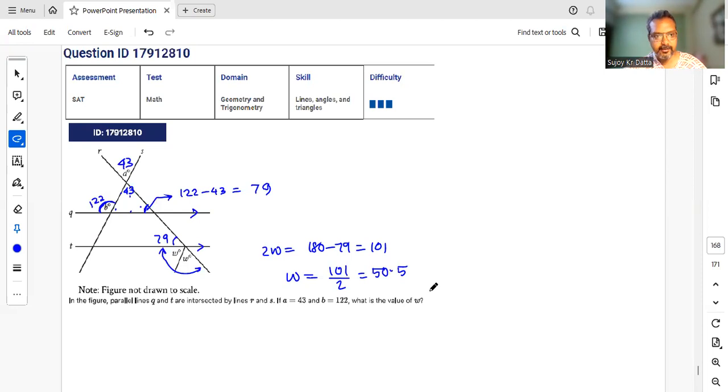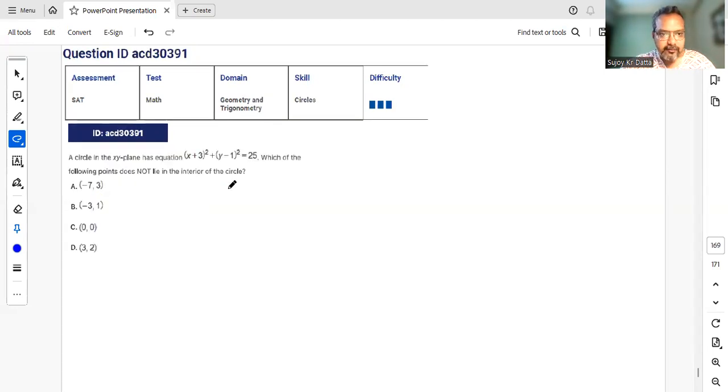Let's move on to the next one. So they have drawn a circle. Center is negative 3 comma positive 1, right? Because it's y minus 1 there. The radius is 5. They're saying which one point does not lie inside.